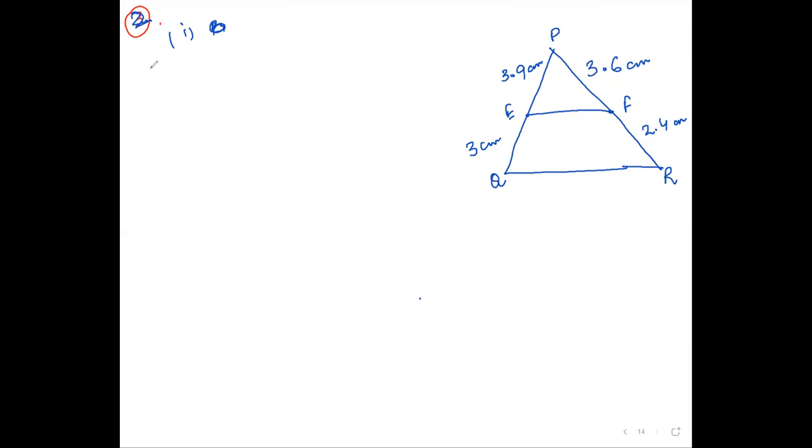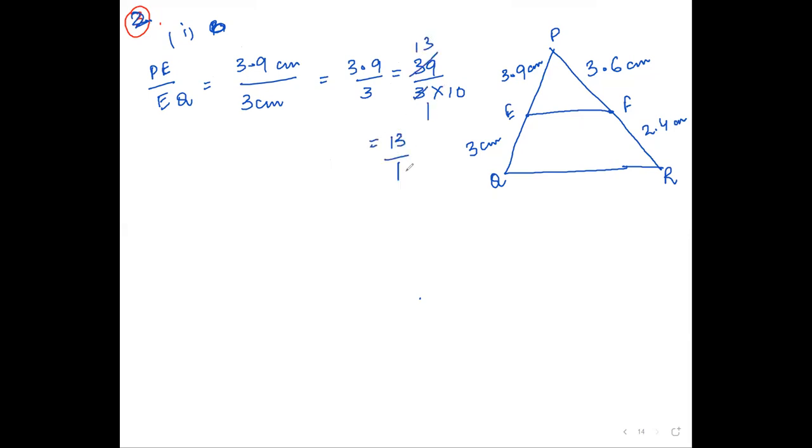So let's check the ratio here. PE upon EQ, let's see how much it is. This is 3.9 centimeter and EQ is 3 centimeter, right? So centimeter will go away. So only 3.9 divided by 3. And if I remove this decimal, I'll just multiply the denominator by 10. Now 3 into 1, 3 into 1 and 3. So I'm getting 13 upon 10.